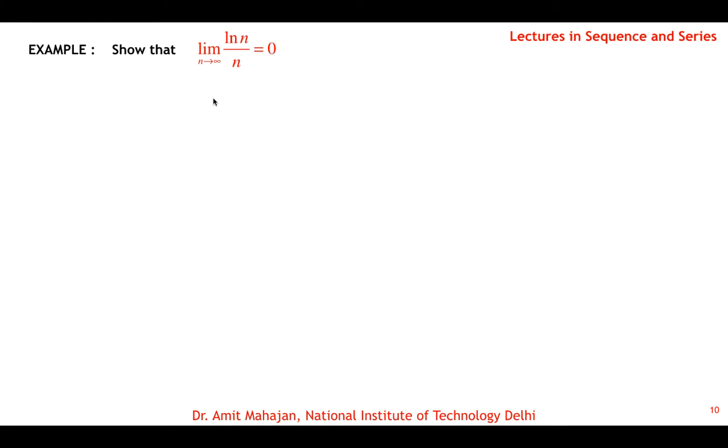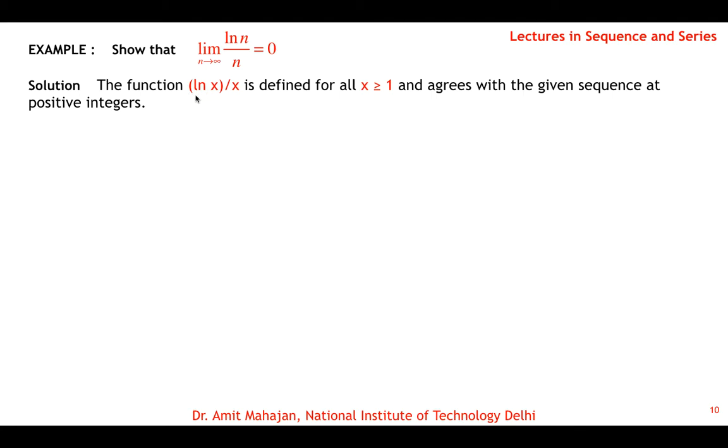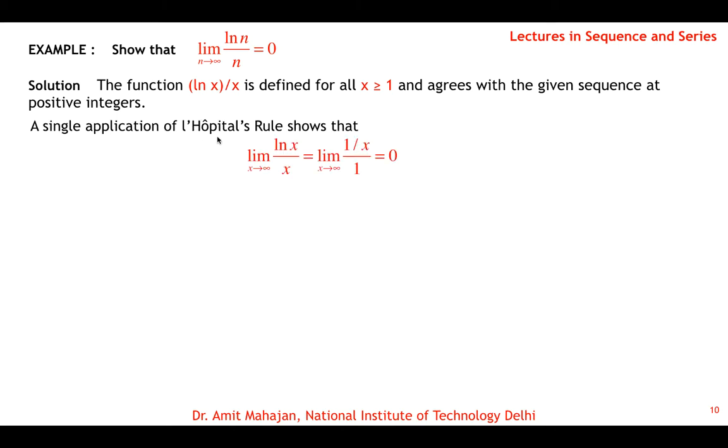The function log x by x is defined for all x greater than or equal to 1, and this agrees with the given sequence at positive integers. So for n equals 1, 2, 3, the values of the sequence will lie on the curve of log x by x, and if we calculate the limit of this function, then that will also be the limit of this sequence. For this function we can apply L'Hopital's rule, because when x goes to infinity, this is the infinity by infinity form.